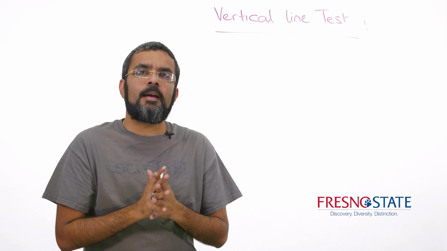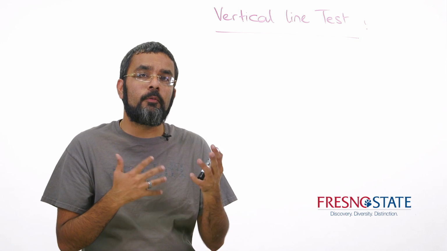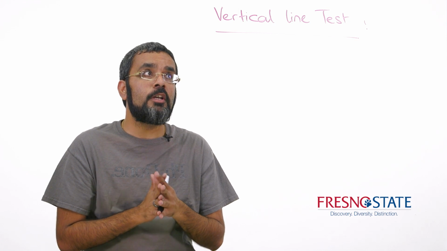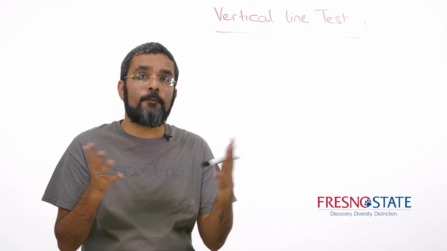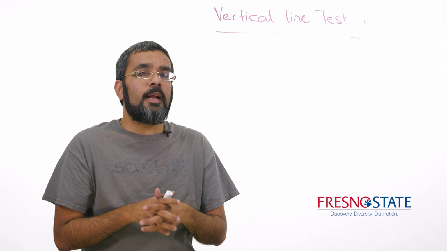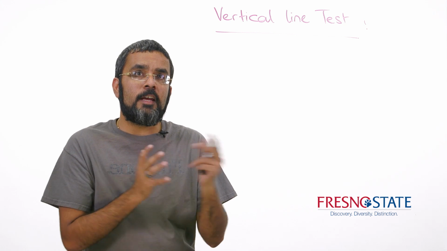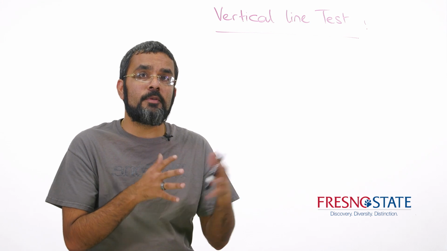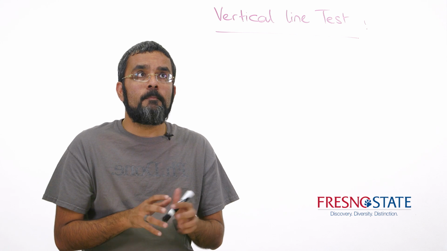So in our previous example, we looked at the graphical representation of a function, and we looked at how we can graph a function on the coordinate plane. But the bigger question right now is, if I give you a graph, how do you know that the graph represents a function?